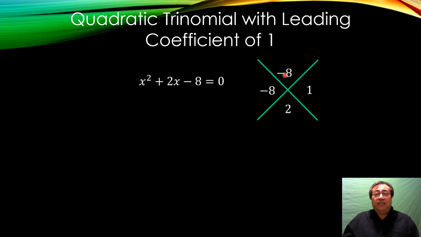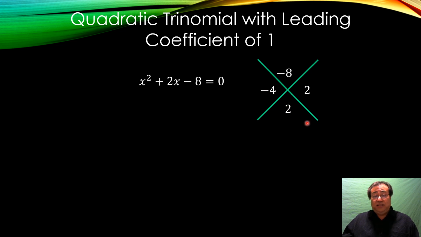And so to get a negative number up here, you have to have one negative, one positive. So negative 8 times 1 is negative 8. What's negative 8 plus 1? Well, it's negative 7, not 2. So that's not going to work. Let's try something else. How about negative 4 times 2? Negative 4 times 2 is negative 8. Negative 4 plus 2 is negative 2. So that doesn't work. But it's close.